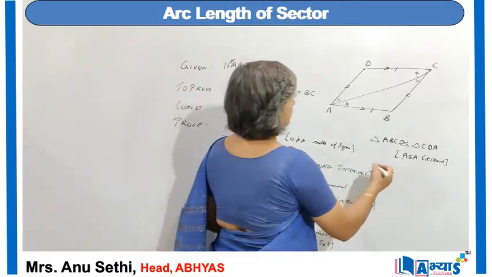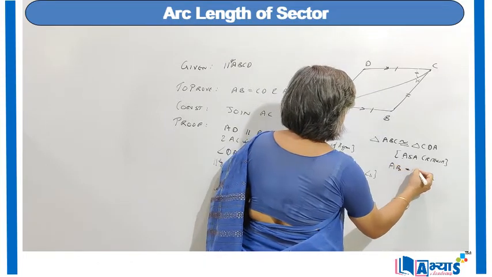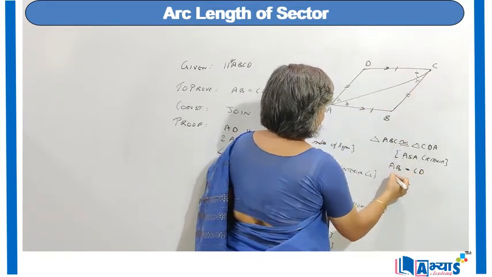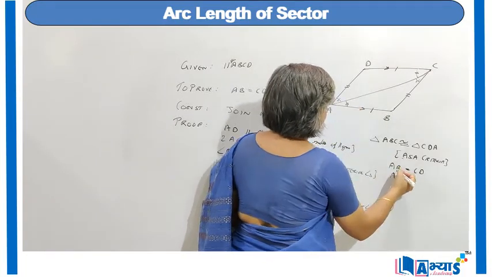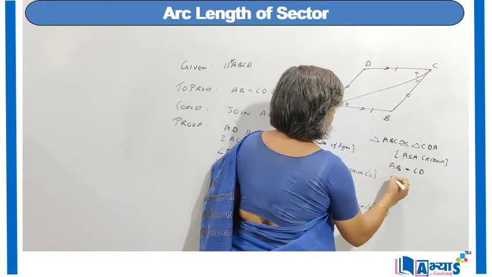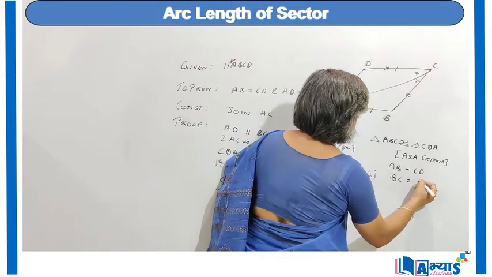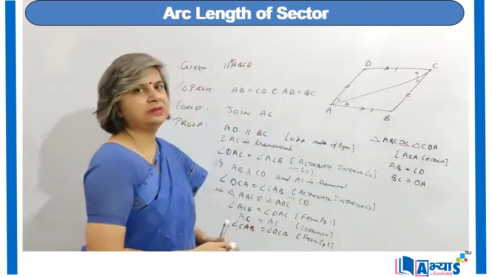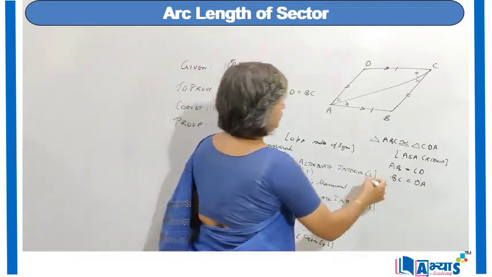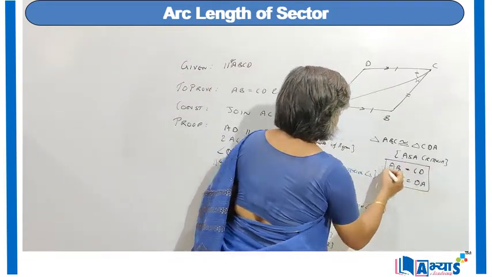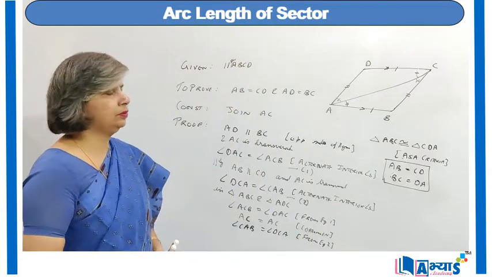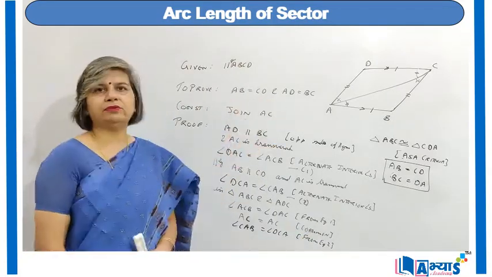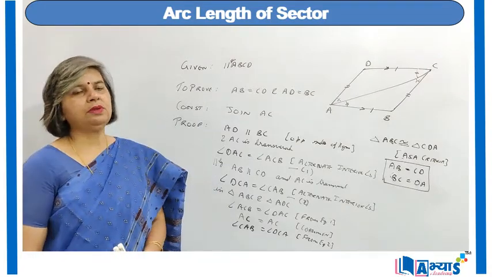From CPCT we can say that AB is equal to CD. Now AB is equal to CD and BC is equal to DA. So opposite sides are equal. This is what we were supposed to prove, that AB is equal to CD and BC is equal to DA. So we have proved that the opposite sides of the parallelogram are equal.